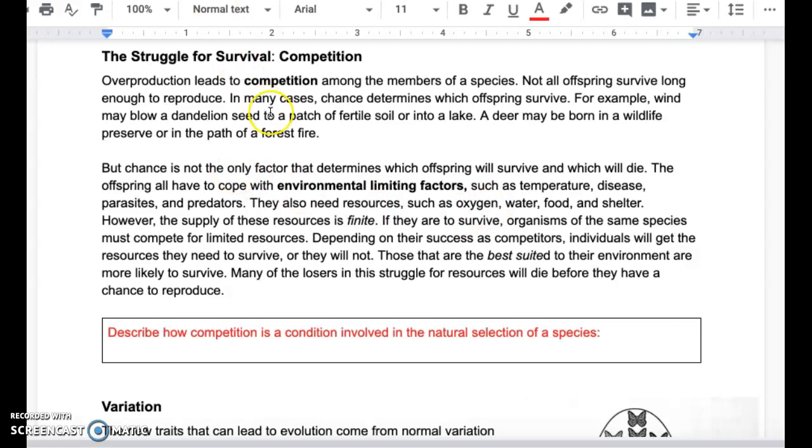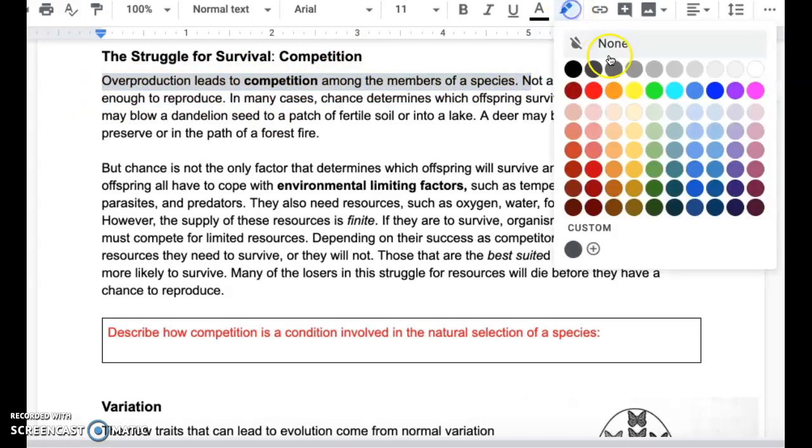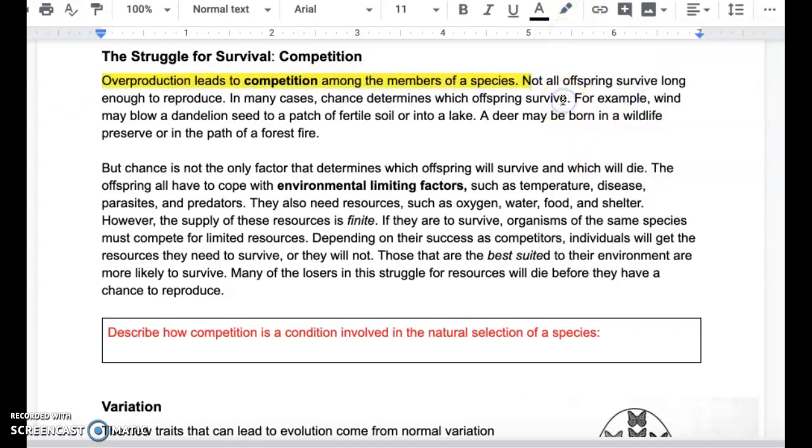The struggle for survival, competition. Overproduction leads to competition among members of a species. That's important. I'm going to highlight that. Not all offspring survive long enough to reproduce. In many cases, chance determines which offspring survive.